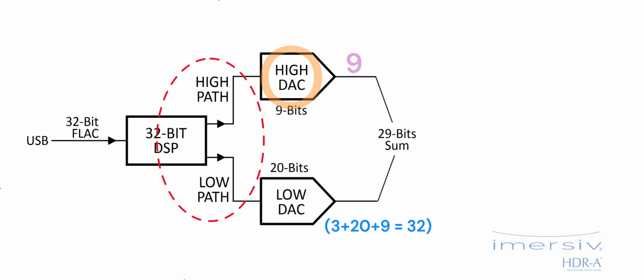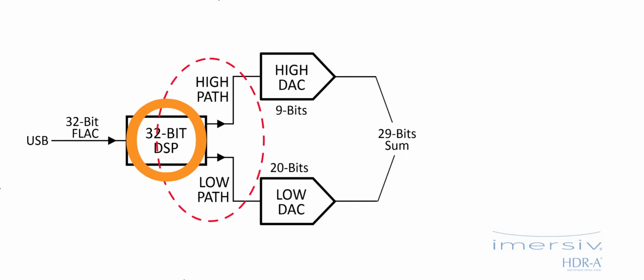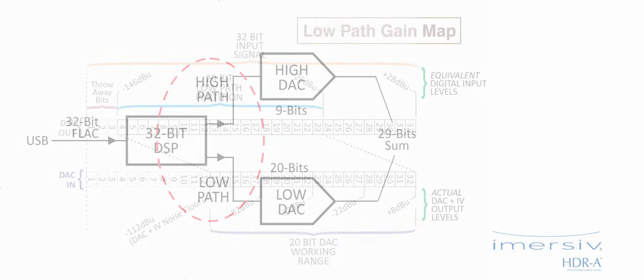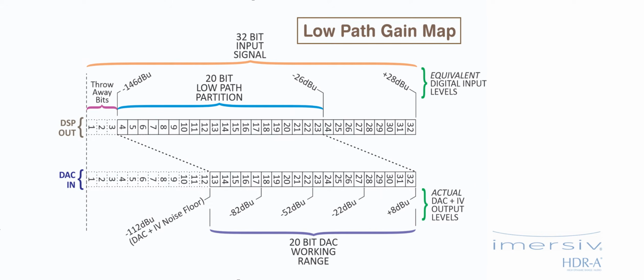But if you think about it, you'll realize this actually doesn't work. Some of you have probably already noticed that the self-noise of the low-path DAC is far higher than our lowest usable bit, bit 4, and you would be correct. And this brings us back to our DSP. Let's take a look at this somewhat complicated diagram. In multipath audio, this is what we call gain mapping or level mapping.